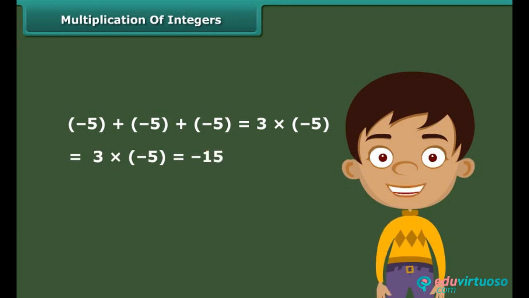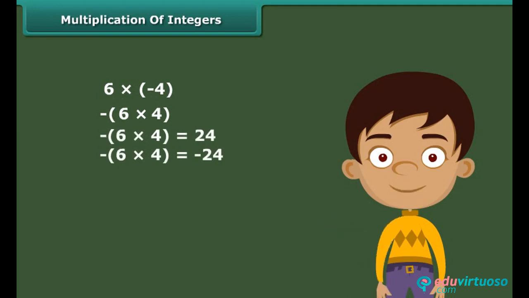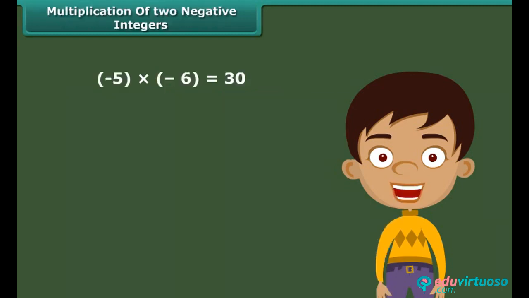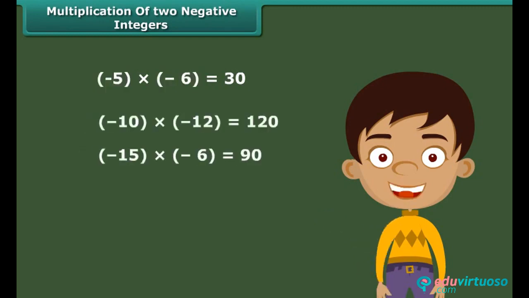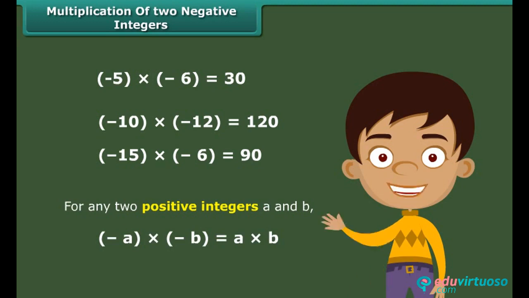Let's now find the product of a positive and a negative integer. Firstly, multiply 6 by 4 and then put minus sign before the product obtained. We get minus 24. Similarly, 5 into minus 4 is equal to minus 5 into 4, which equals minus 20. The product of two negative integers is a positive integer. We multiply the two negative integers as whole numbers. In general, for any two positive integers a and b, minus a into minus b is equal to a into b.